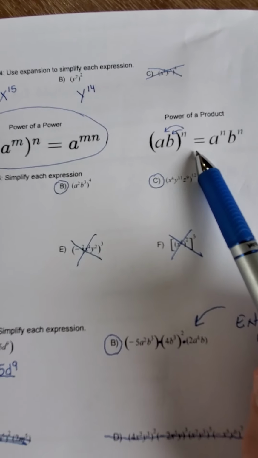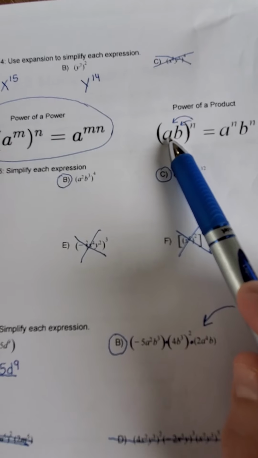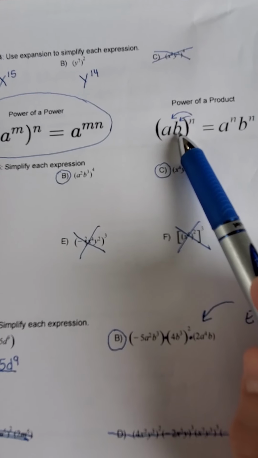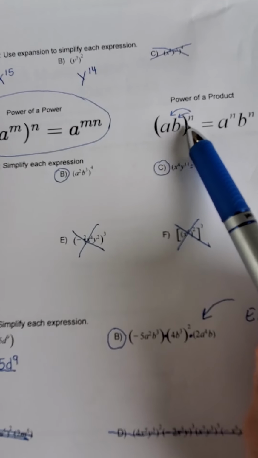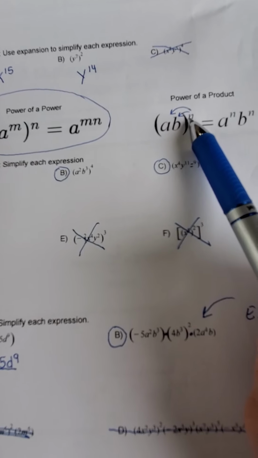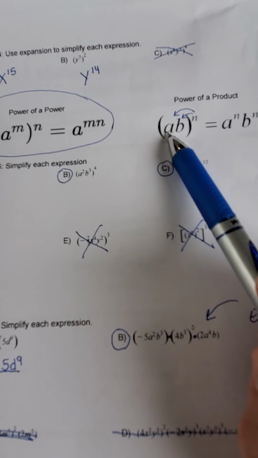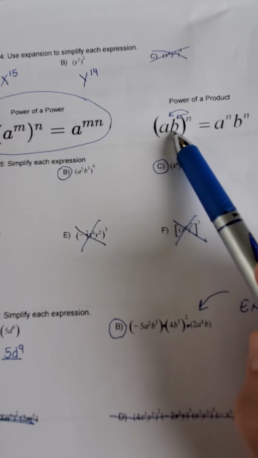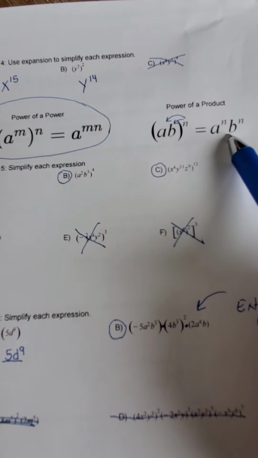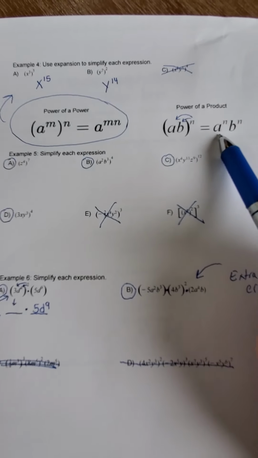It also gives you a second example. If I have a constant or a variable to a variable, all to the nth power, I distribute that n. That a then becomes a to the nth power, and that b becomes b to the nth power.